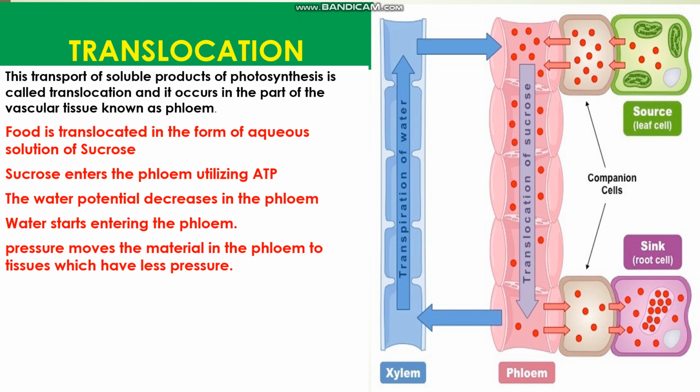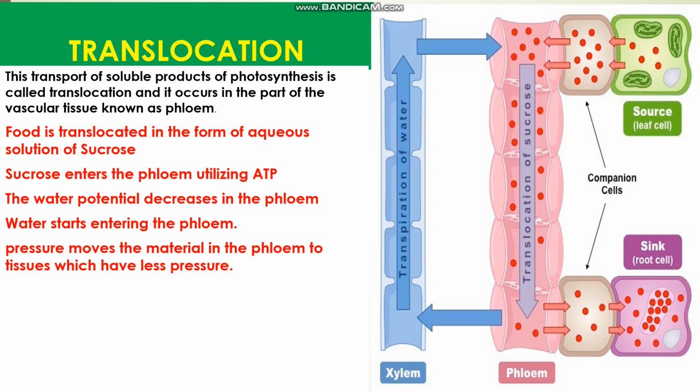Now next is translocation. Now what do you mean by translocation? Translocation is the movement of food materials prepared in the leaves through the phloem to different parts of the plant body. Now how is the food translocated? The food is translocated in the form of an aqueous solution of sucrose. So the sucrose is synthesized in the leaf. This sucrose will enter the phloem.